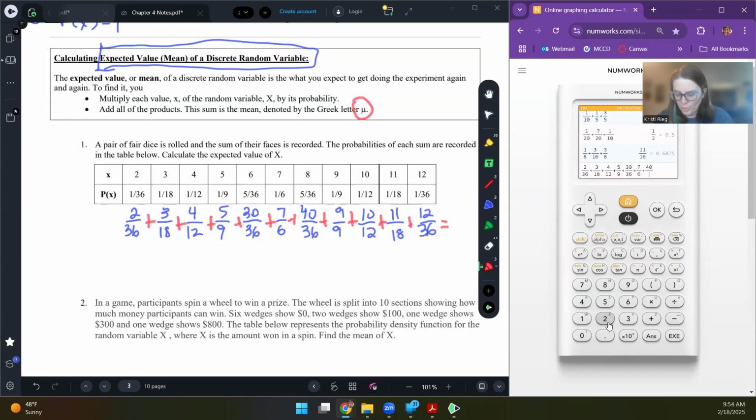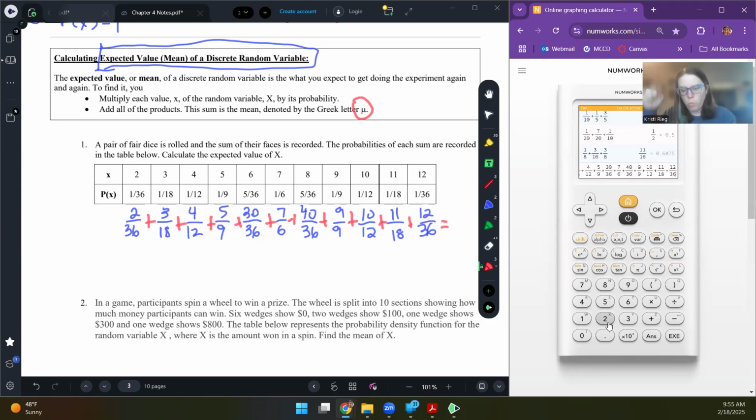40 over 36. Now, I told you earlier that they go up and they go down for the probabilities. That's not true for the products because we multiplied each probability by a different number. So that pattern won't stick around. It's just the probabilities. All right, 9 over 9, 10 over 12. It's getting really big. 11 over 18 and 12 over 36.